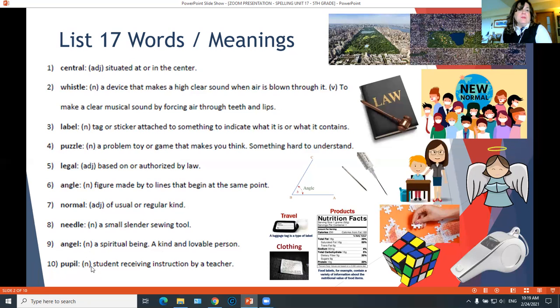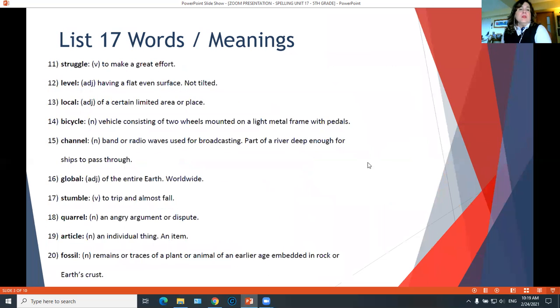Number 10, pupil. Pupil is a student receiving instruction from a teacher. You all are my pupils. And in the picture, we see a teacher with her pupil. It's the same as saying student. Number 11, struggle. To make great effort. For example, this dog here is struggling to get over the barrier.